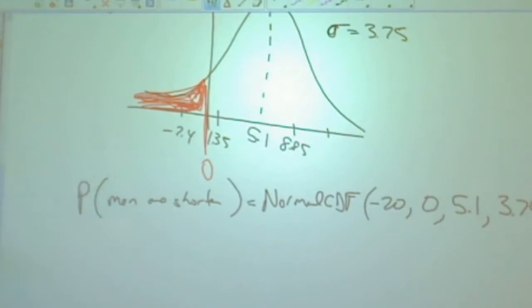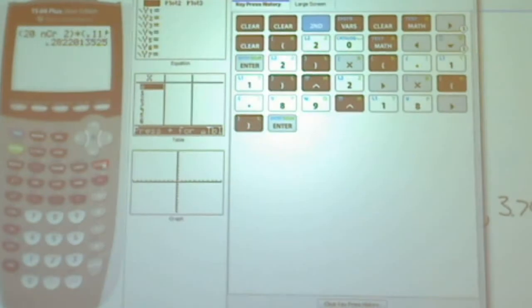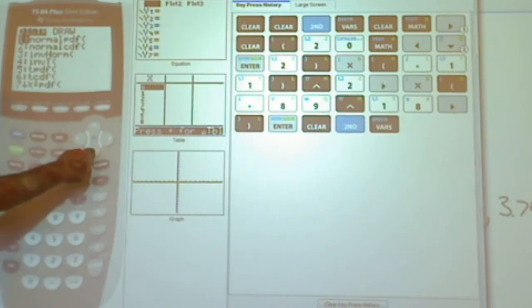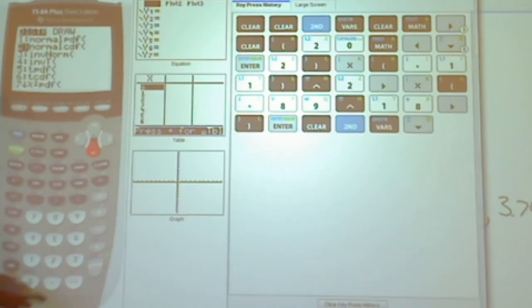This is so easy. Okay, so let's practice that. Make sure you can do this. If we have time at the end, I'll come back and do the z value method for this as well. Okay, remember this was under distribution, so you gotta do the second button for distribution. Second one down is normal CDF.